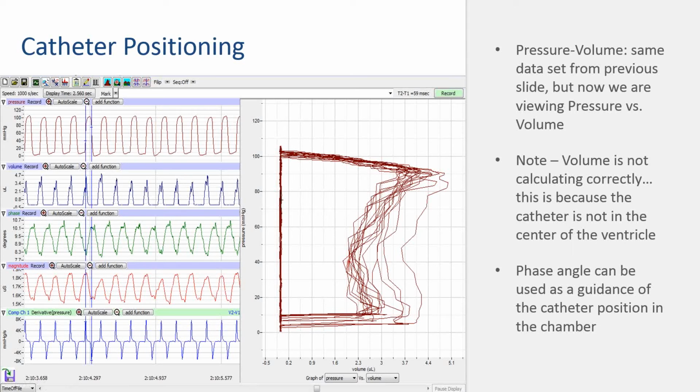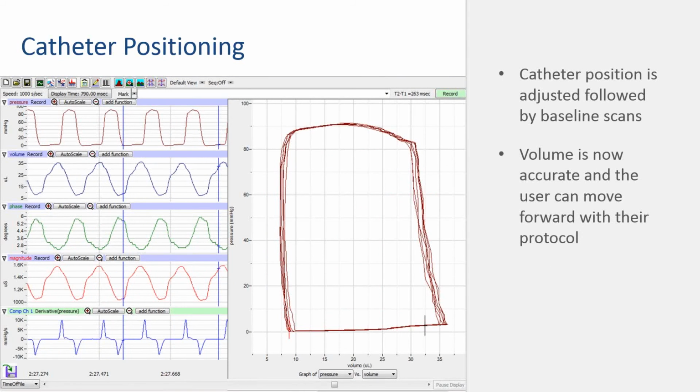If you later correct it, this is how it will look. The catheter position was adjusted and was followed by a baseline scan. Volume is now accurate, and then the user can move freely forward to their protocol. Either they inject a drug or they go into IVC occlusions.